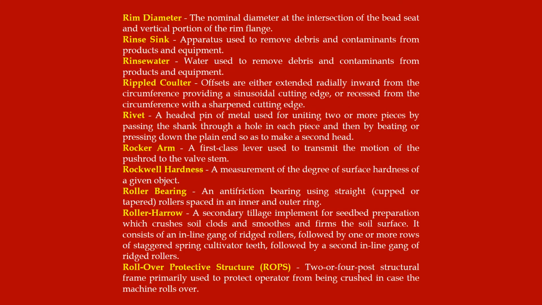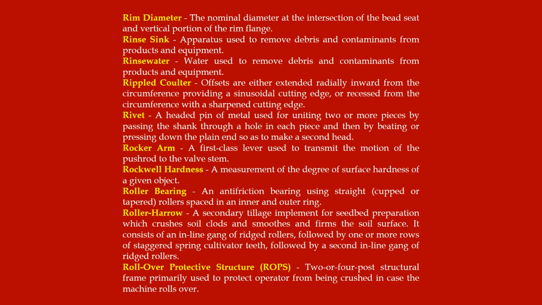Rim diameter: the nominal diameter at the intersection of the bead seat and vertical portion of the rim flange. Rinse sink: apparatus used to remove debris and contaminants from products and equipment. Rinse water: water used to remove debris and contaminants from products and equipment. Rippled coulter: offsets are either extended radially inward from the circumference providing a sinusoidal cutting edge, or recessed from the circumference with a sharpened cutting edge.